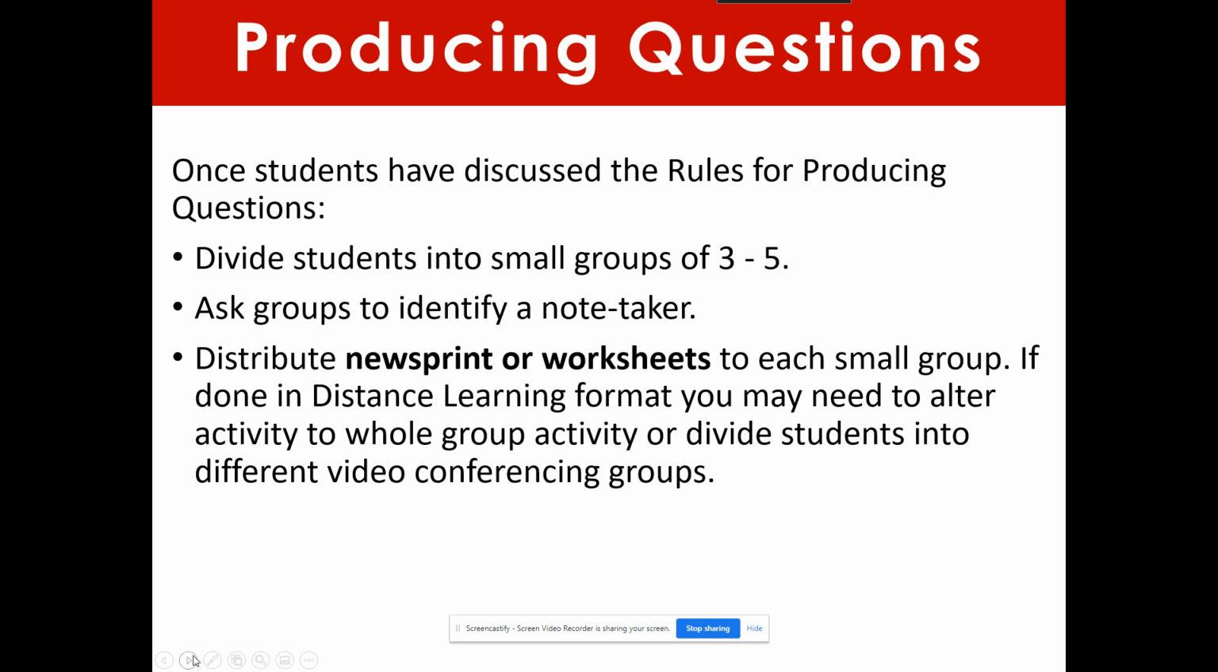Once students have discussed the rules for producing the questions, you would divide students into small groups of 3 to 5. Again, if you are doing distance learning, you could get really creative and go into different chat rooms. You could ask groups to identify a note taker for each group. You would distribute newsprint or worksheets to each of the small groups. And if done in distance learning format, you need to alter the activity, obviously, like we said, to a whole group activity or divide students into different video conferencing groups.